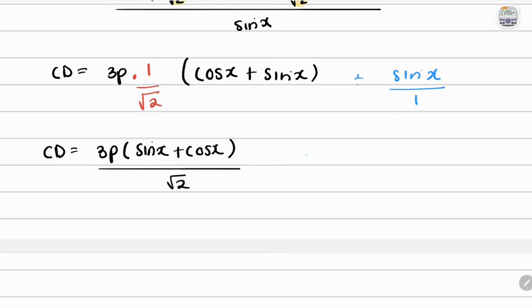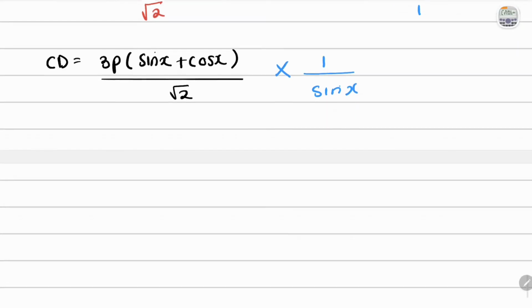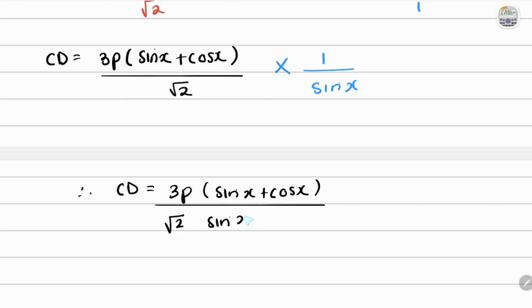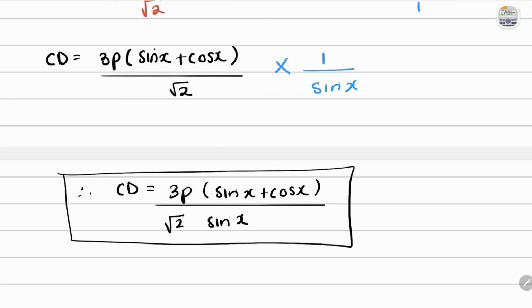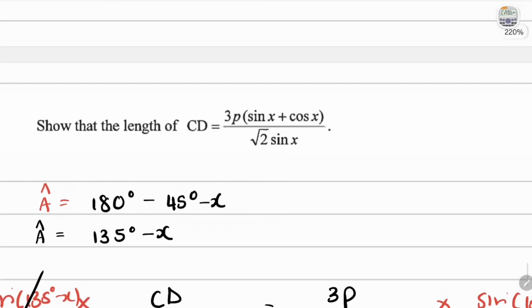Now, what happens with this is you tip it and times. So you swap the numerator and the denominator. So they look like this now. And you see what happens when you multiply numerator and denominator. CD is finally equal to 3p multiplied by sine x plus cos x all over, and those two multiply to give you square root of 2 sine x. Just like they said it would be equal to. Okay, so that was their answer as well.